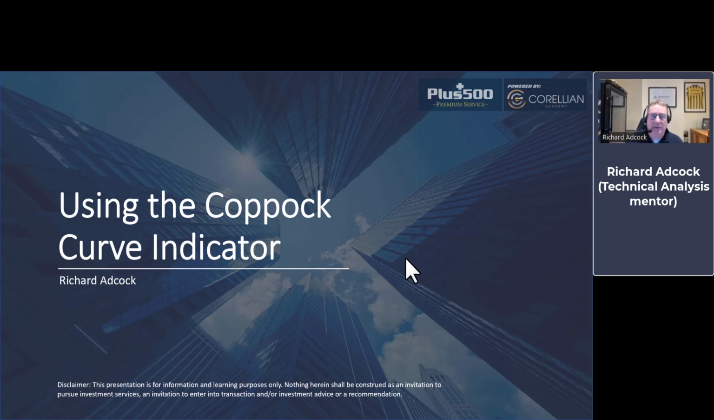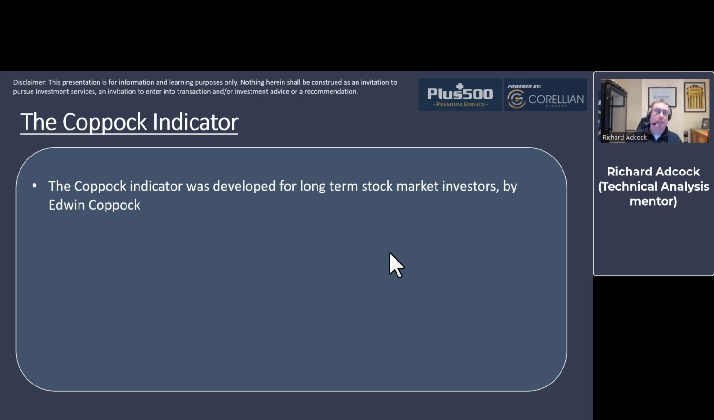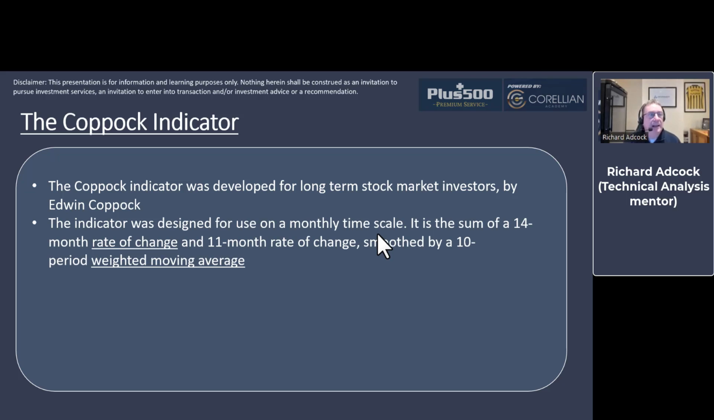So that said, the Coppock curve indicator was developed by Edwin Coppock, and he devised the indicator for long-term stock market investors. And this was developed in the 50s and basically was designed to highlight upturns within the market that were likely to be a long-term advance within the stock indices and within the stock market at that particular time. Now, the indicator was designed to be used on a monthly timescale.